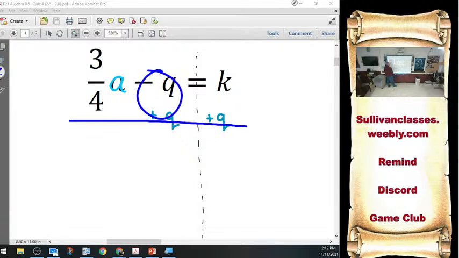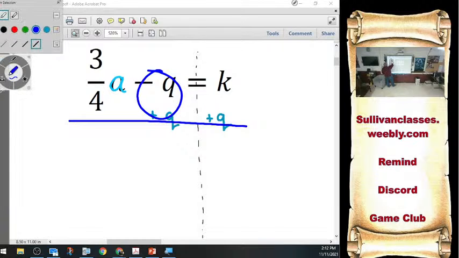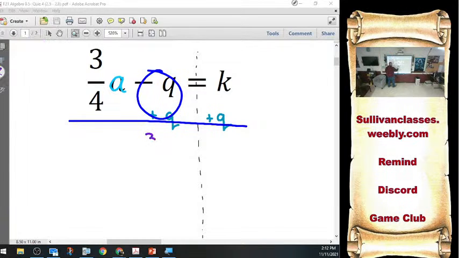Show that this zeroes out. Show that you now have 3/4 A is K and Q. Are those like terms? No, not even close. So I just write them. I say K plus Q. Now what's that 3/4 doing to A? If they're multiplying, we're going to divide. Dividing by fractions is easy as pi.